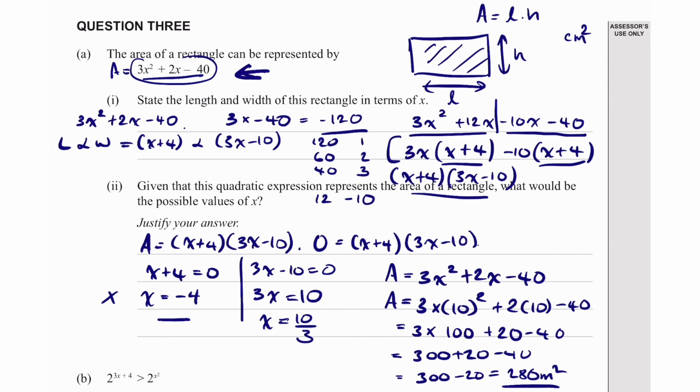So essentially what we're saying is our value of x must always be greater than or equal to 10 over 3. So x must be greater than or equal to 10 over 3. And these are the possible values of x.